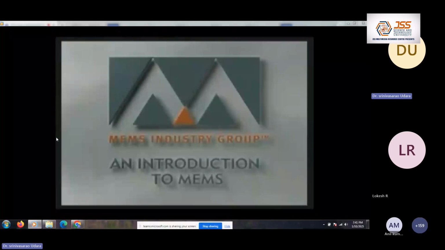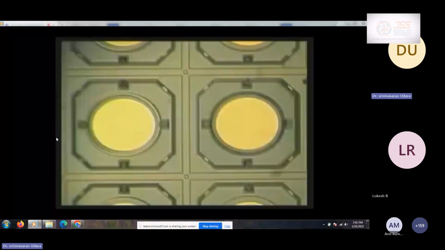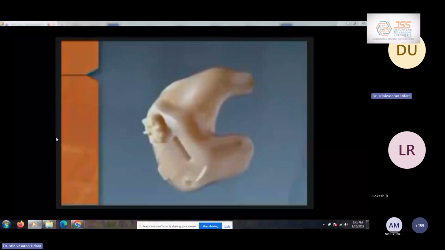Look closely and you will see them. Tiny machines, nearly invisible to the human eye. These micro machines make automobiles safer, insulin pumps for diabetics more accurate, and hearing aids more efficient.